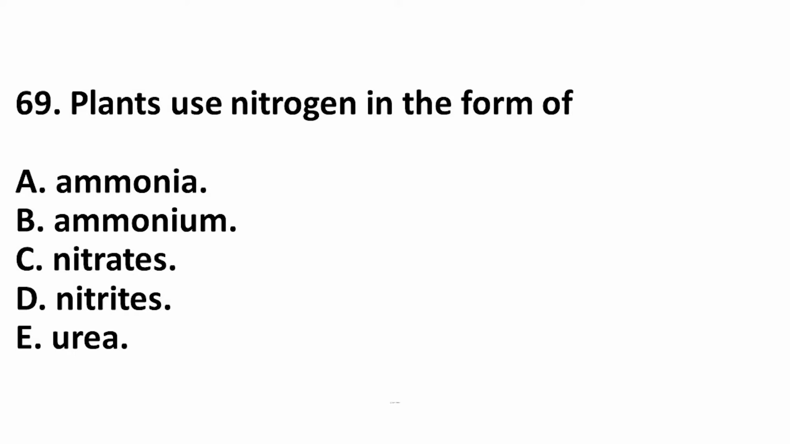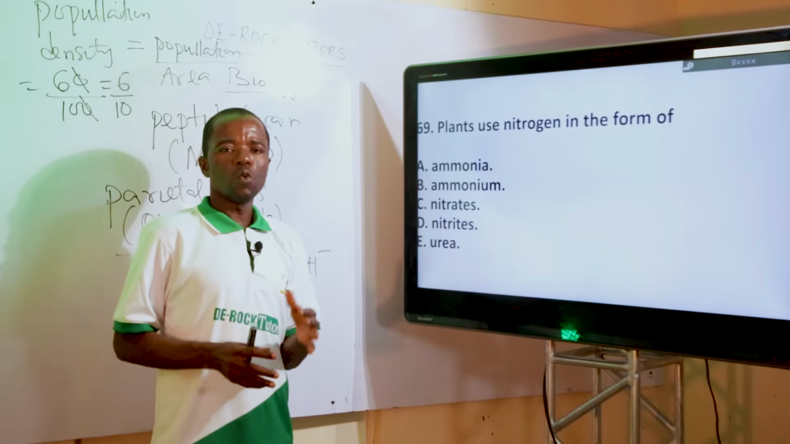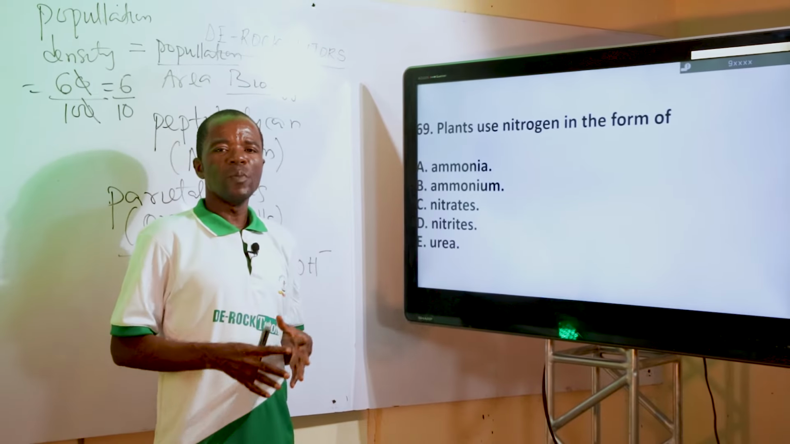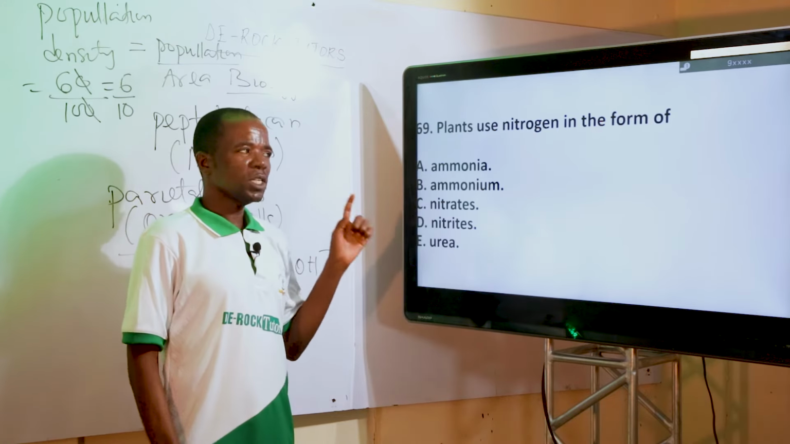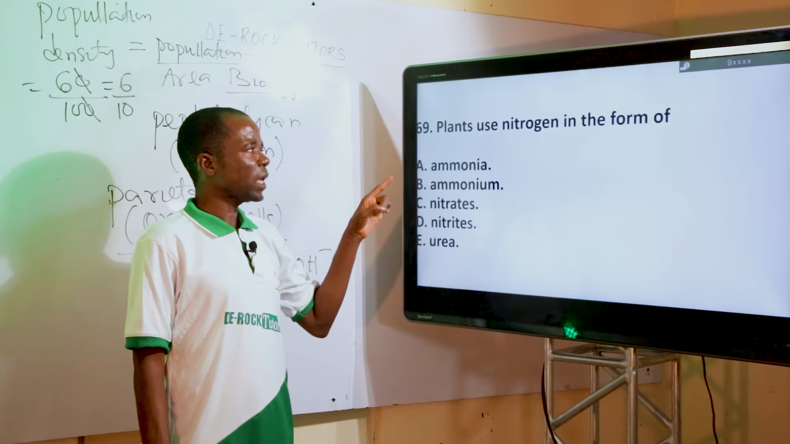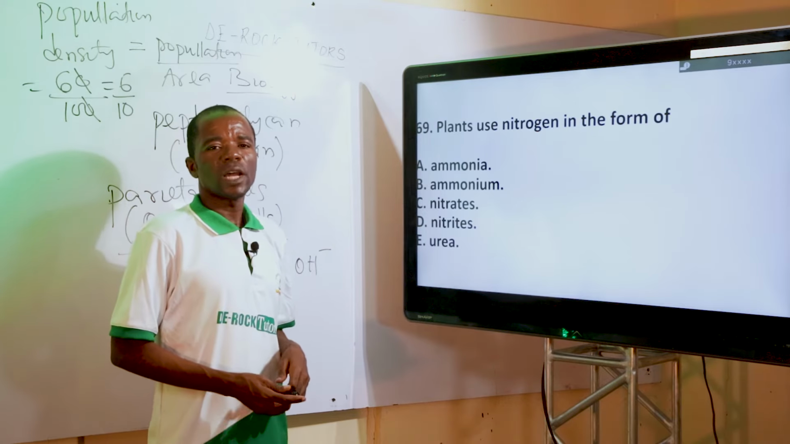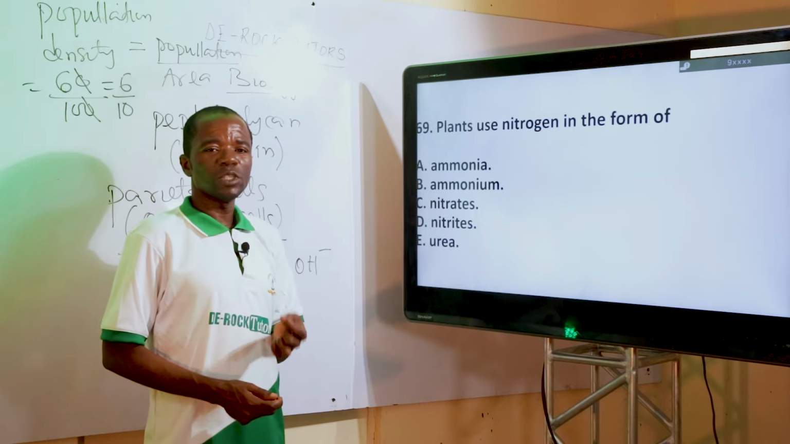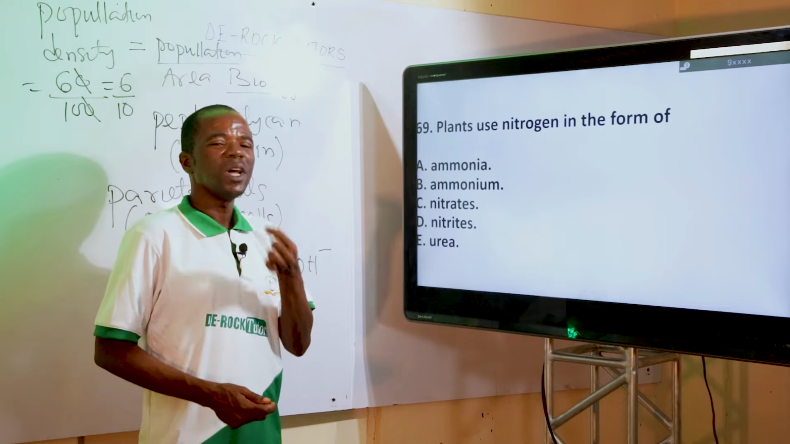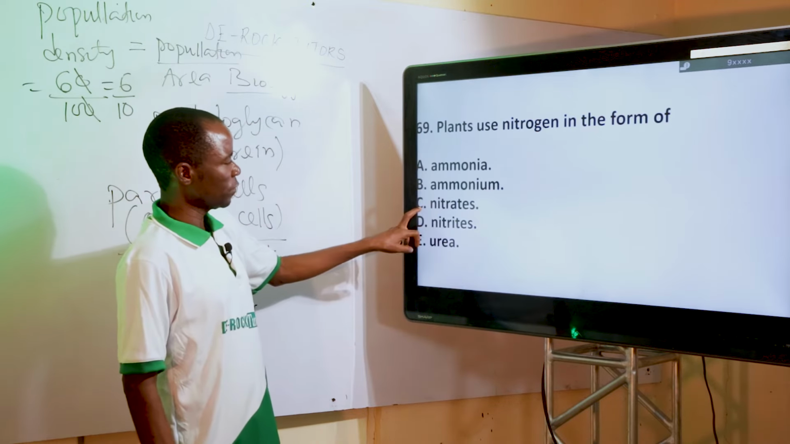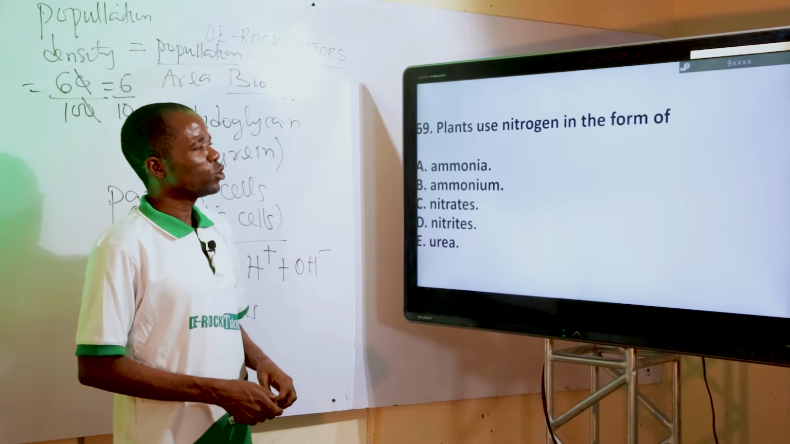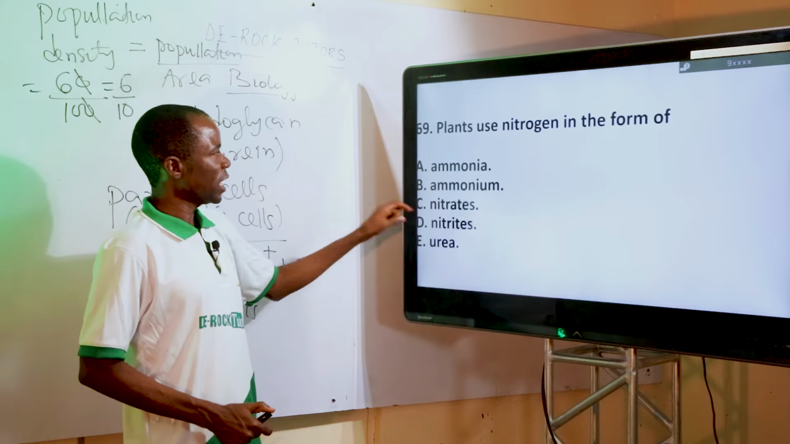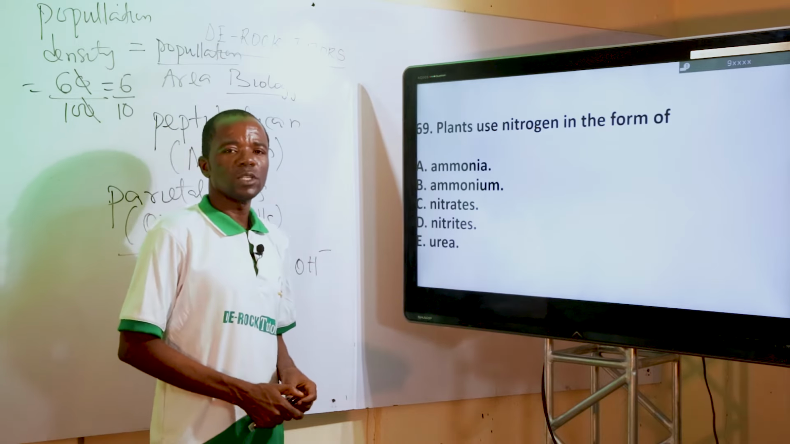Plants use nitrogen in the form of that. We know that nitrogen is one of the macro minerals needed for proper growth of plants. Now the question is asking, in what form do plants make use of nitrogen? Plants make use of nitrogen in form of soluble nitrates. So the correct answer for this is option C. So plants use nitrogen in form of nitrates. 69. The correct option is option C.